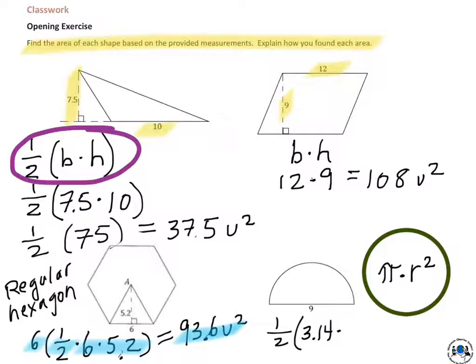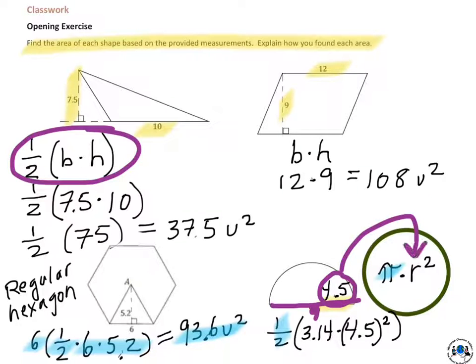Therefore, we have 1/2, of course, because we are talking about a semicircle, which is half of a circle. 3.14, which is pi, times 4.5 squared. Okay? All right, so we have to multiply that by 4.5 squared because we know our diameter. They've given us the diameter of 9, and therefore we know our radius, which is what we need here, is 4.5. Okay, so go ahead and do all of that math.